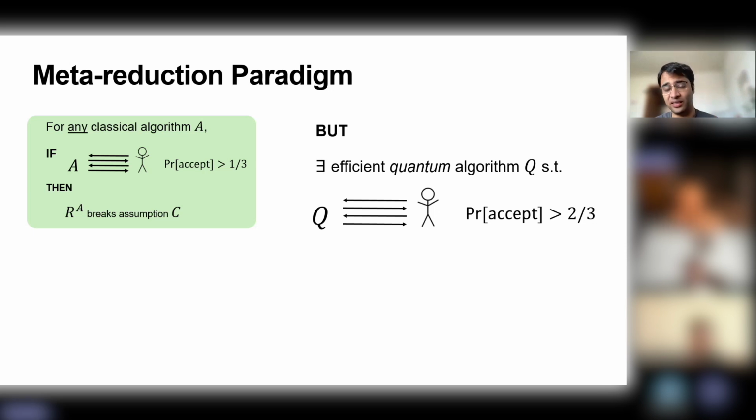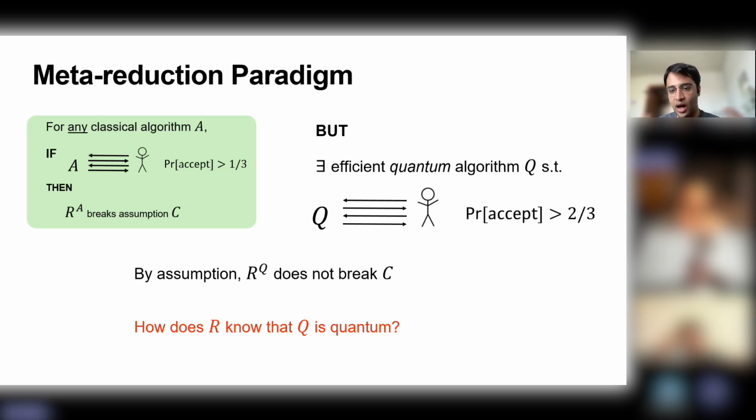So there does exist an efficient quantum algorithm Q such that Q can make the verifier accept with probability better than 2/3. So the question is, R can somehow use any classical A to break the assumption, but it stops working when Q is quantum. R is not able to use Q to break the assumption. So R, in some sense, finds out that Q is quantum, and that is how we show that it is secure. But how possibly can it do this?